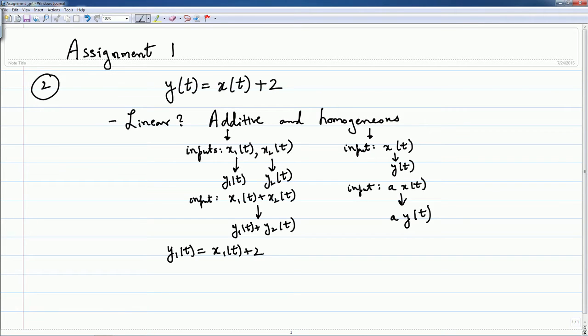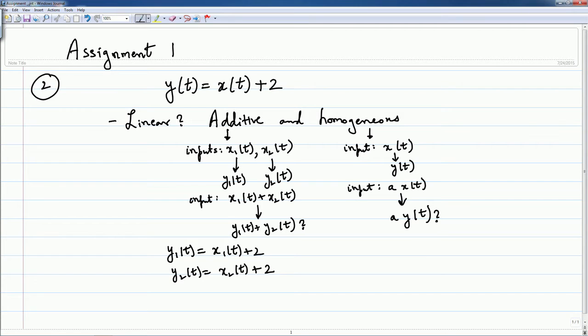If x1 of t is the input, how do I find what the output is? You plug in x1 of t instead of x of t in the input output relationship, and the answer you get is the output. Likewise, y2 of t is going to be x2 of t plus 2. Okay. Now, I have to put question marks here because these things may not be true. I have to check if these two are true or not.